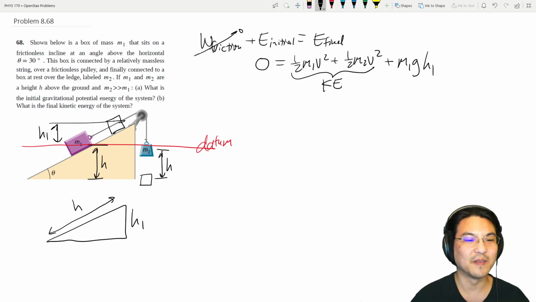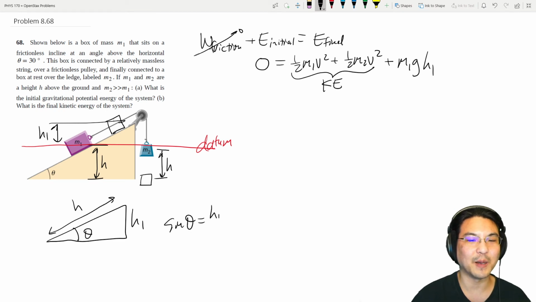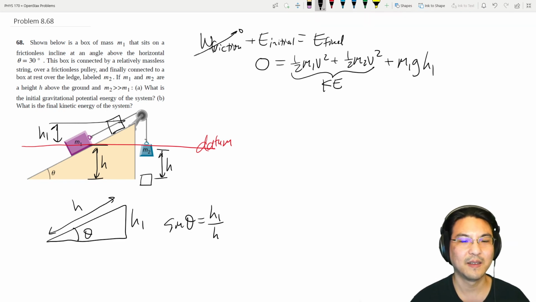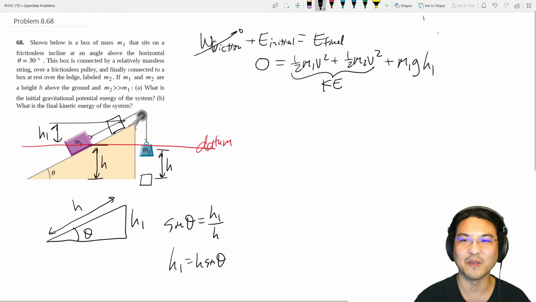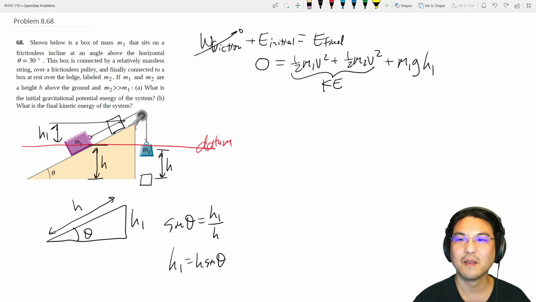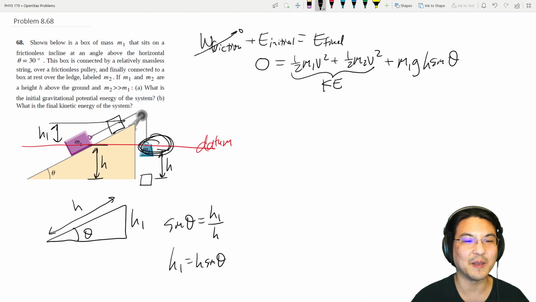But for gravitational potential energy, we only need the vertical displacement, h1. So let's look at the triangle. Sine theta equals opposite over hypotenuse, so we only care about this one. So h1 equals h sine theta. Block 2 was here at the datum, and now it's here below the datum, so negative M2GH. Okay, so there we go.